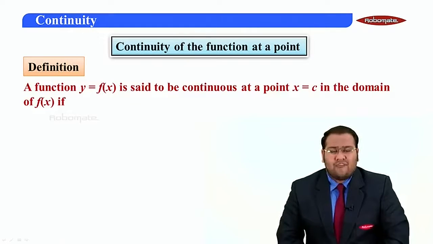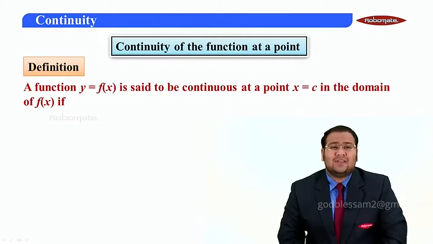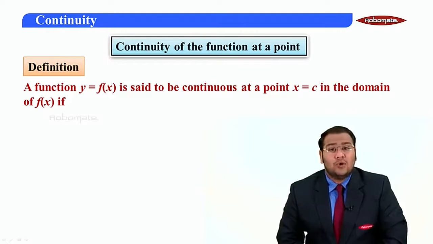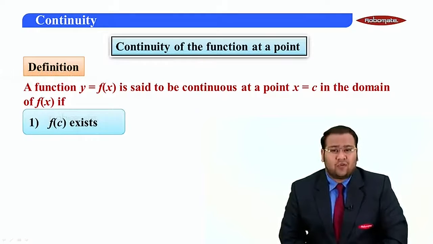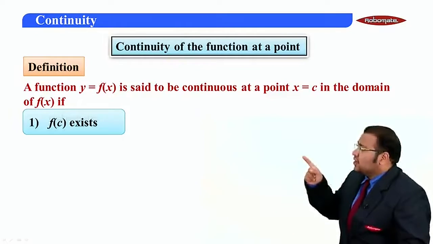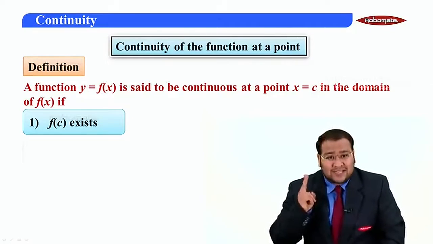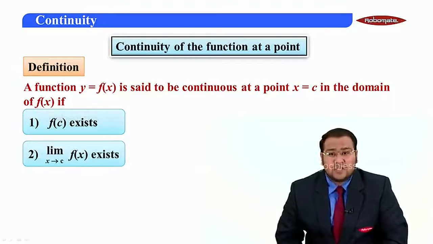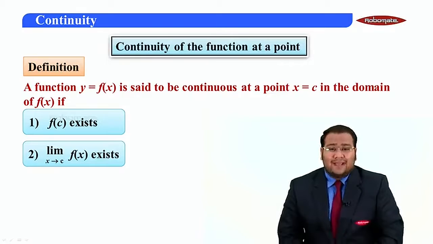A function y is equal to f of x is said to be continuous at a point x is equal to c in the domain of f of x if we have the equations as follows. All these are the conditions. The first condition says f of c exists. The second condition says limit x tending towards c, f of x exists.